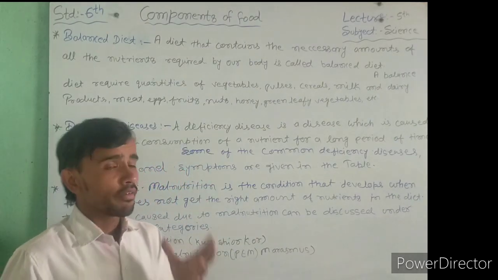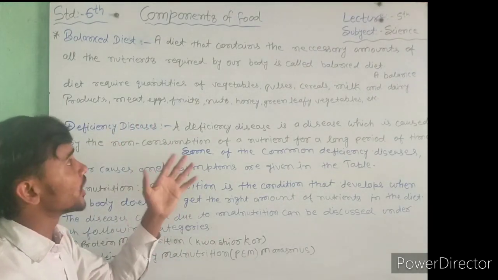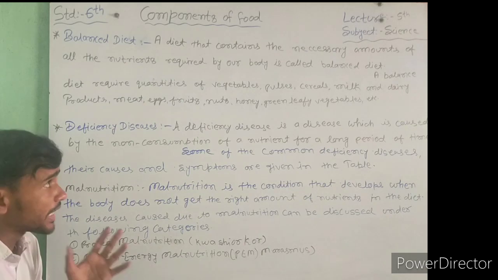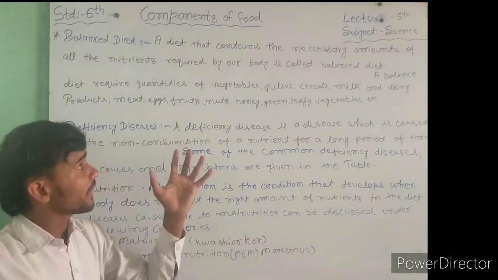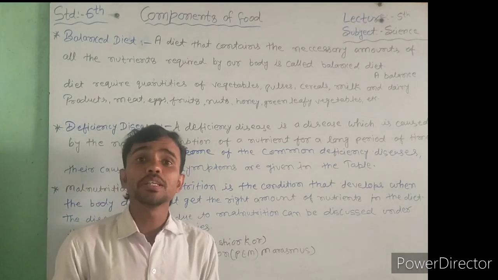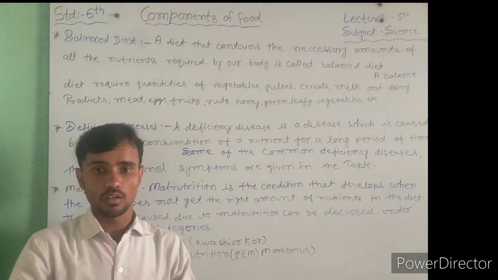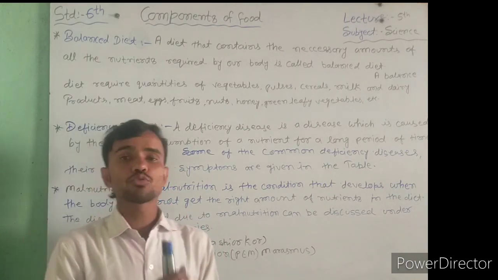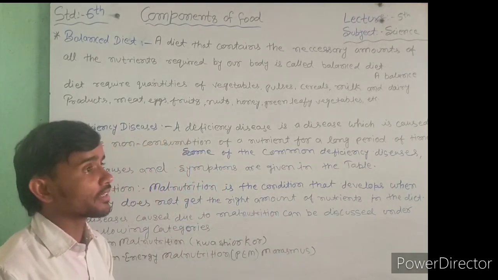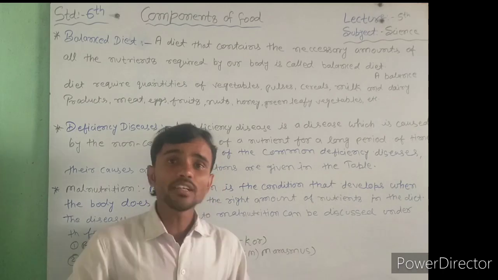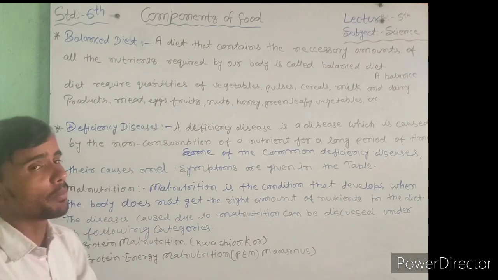Next, a balanced diet requires quantities of vegetables, milk, dairy products, meat, eggs, fruits, nuts, honey, green leafy vegetables, and so on. That is required for a balanced diet. It means when you eat green leafy vegetables, you get the nutrients that are available in them in larger amounts. So that's the definition of a balanced diet.